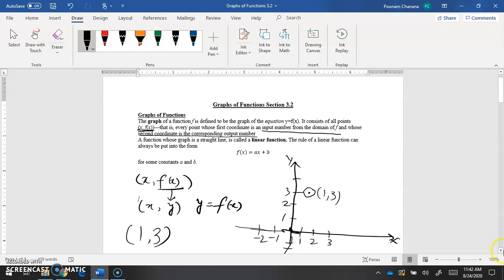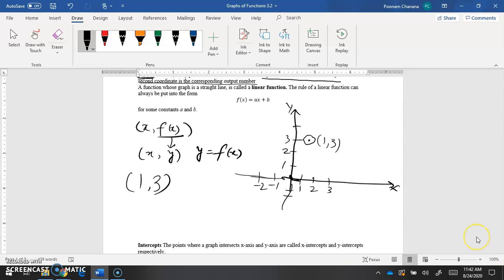Now, what is a linear function? A linear function is a function of this form, ax plus b. You can say it's like maybe 2x plus 3. You must have done in algebra somewhere that all linear functions have the graph as a straight line. That's why they are called linear function. The line word comes in there, right? So the rule of linear function can always be put in this format, where x is your input variable, a and b are some constants.